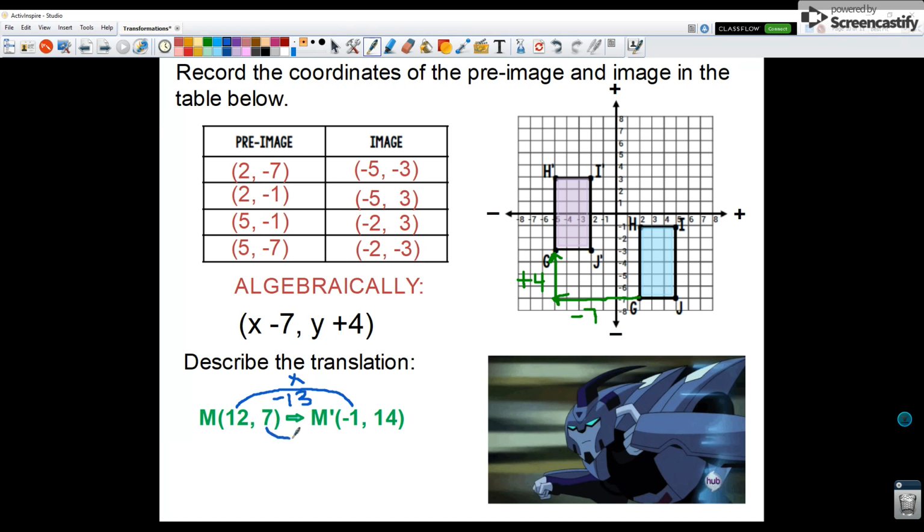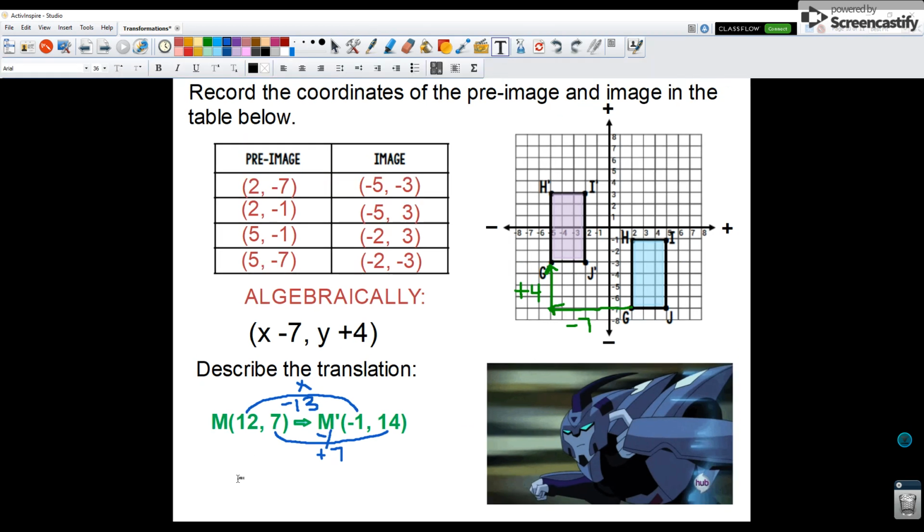Now let's look at my y coordinate. It went from 7 to 14. So from 7 to 14, what do I need to do to 7 to get me to 14? Well, I am going to add 7 units. So that's affecting my y coordinate. And each and every y coordinate gets affected and moved 7 units.